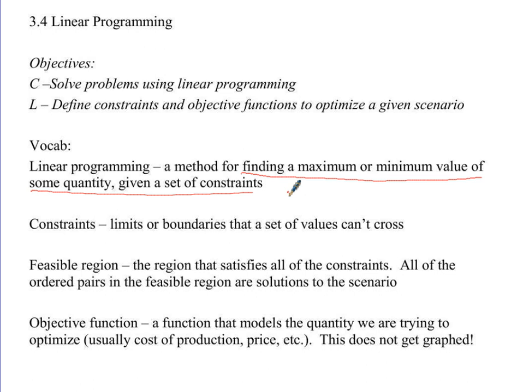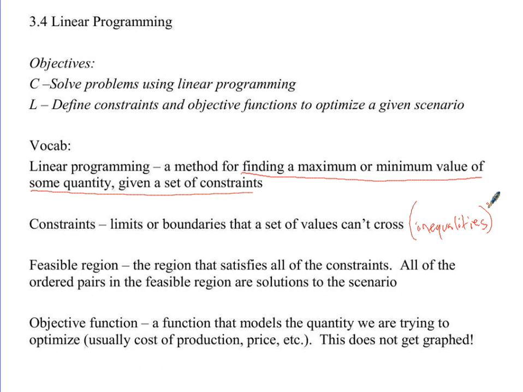Constraints, since given a set of constraints, we might not know what constraints are. Constraints are the limits or boundaries that a set of values can't cross. In other words, inequalities. In the last section, we were working with constraints, a system of inequalities that form that feasible region. Those were constraints. We just didn't call them constraints.